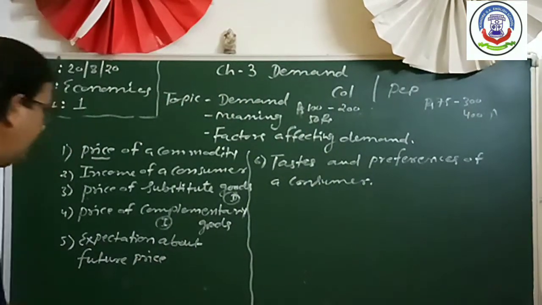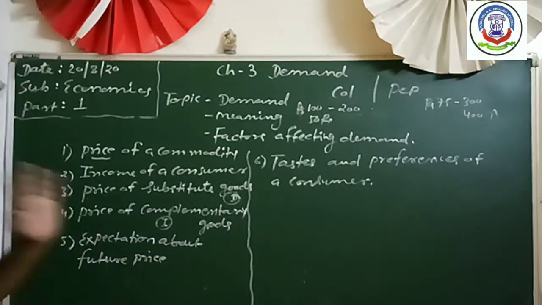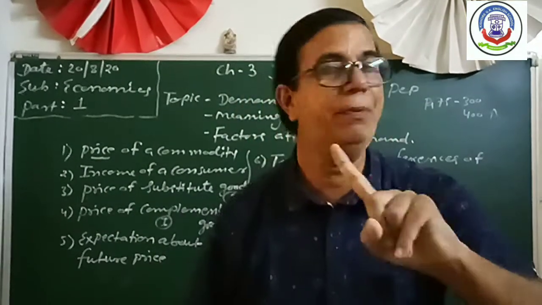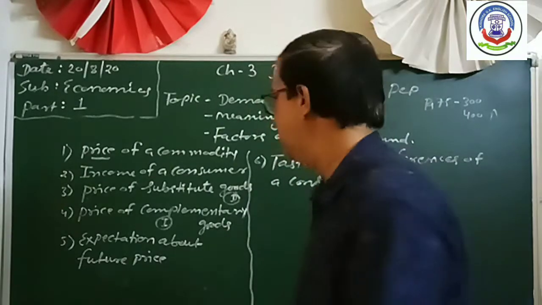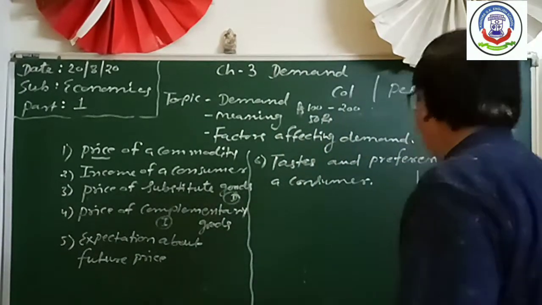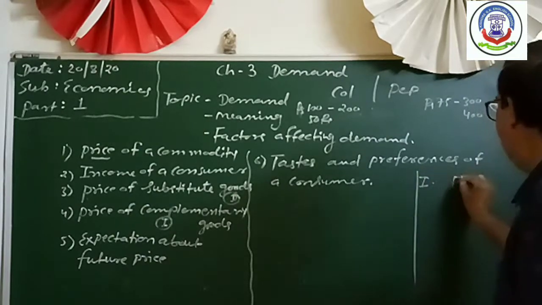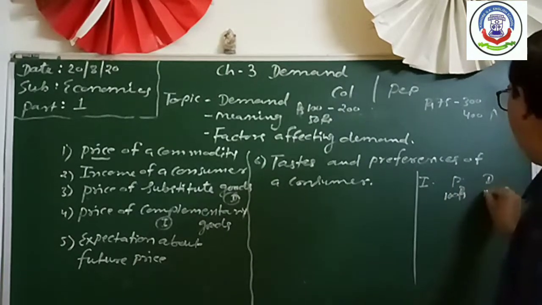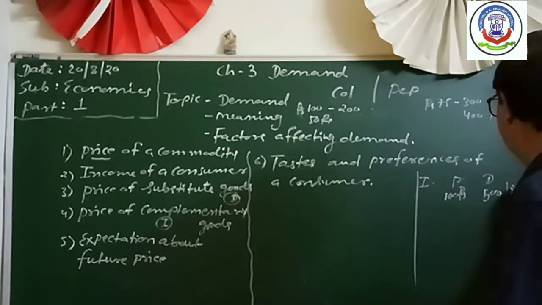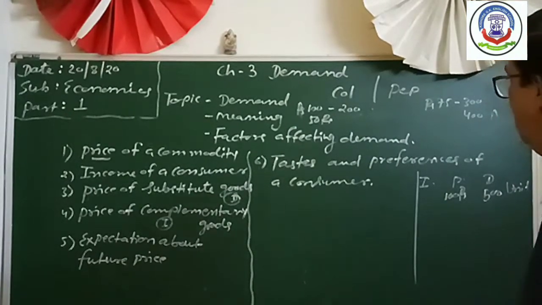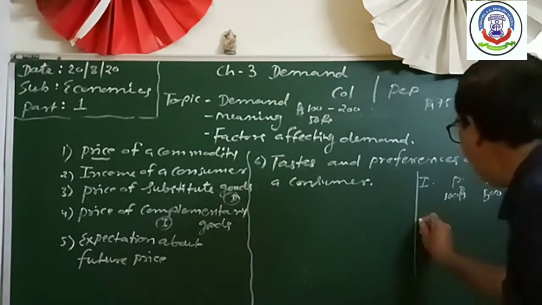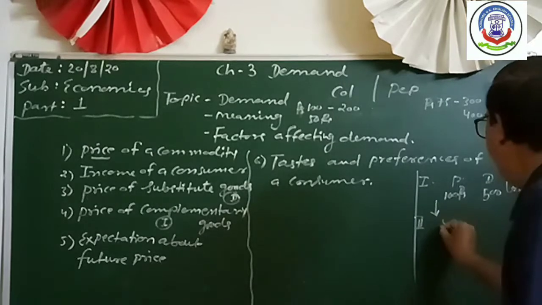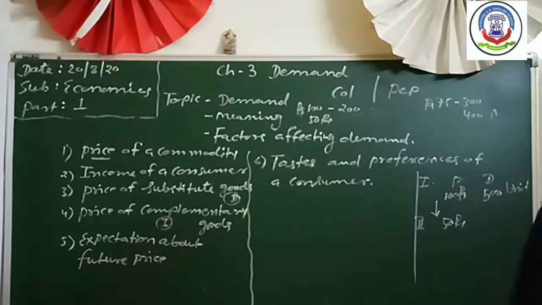Now the next one is expectation about future price. Not the present price, the future price. Suppose, for example, in the first situation, the price is 100 rupees and demand is 500 units. Now suppose your expectation is that in future the price will decrease and become 50 rupees.